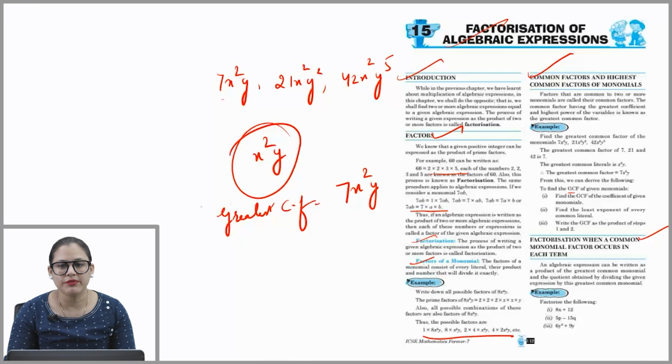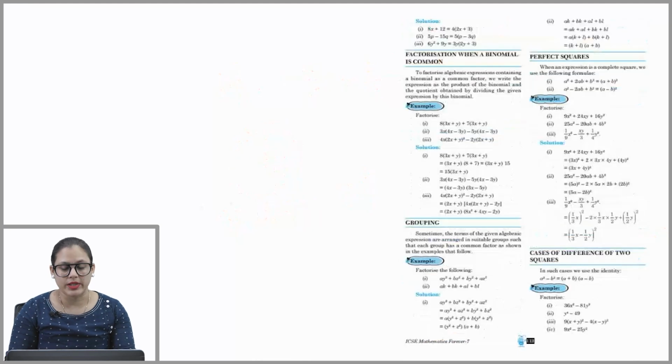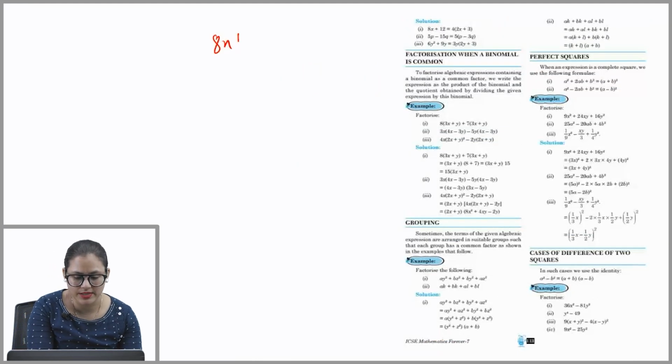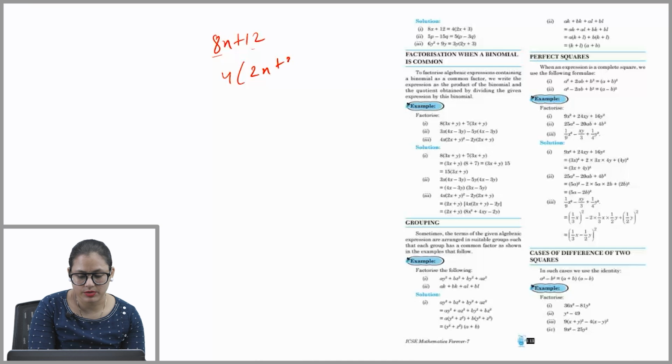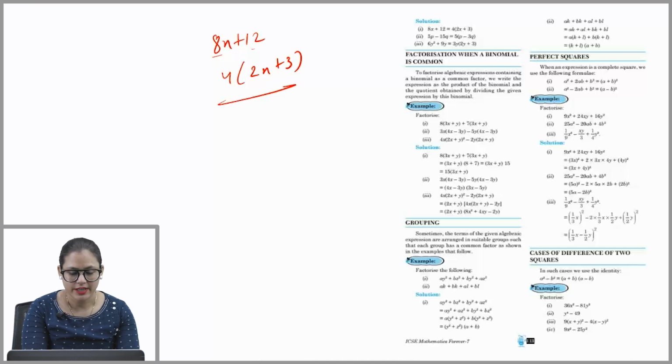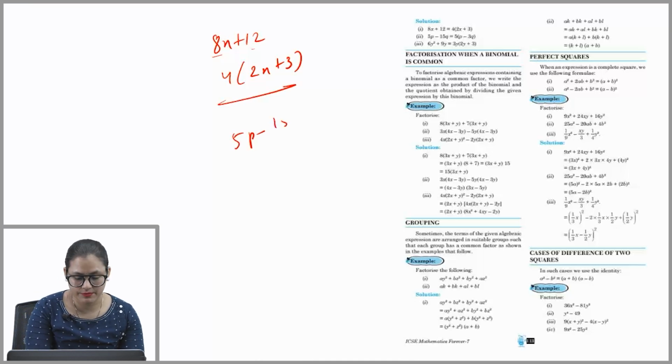Factorization when a common monomial factor occurs in each term. An algebraic expression can be written as a product of the greatest common monomial and the quotient obtained by dividing the given expression by this greatest common monomial. We have to factorize 8x plus 12. Let's do it. First, we will take 4 as common: 4 into 2x plus 3. Similarly, 5p minus 15q. Common divisor is 5: 5 into p minus 3q.